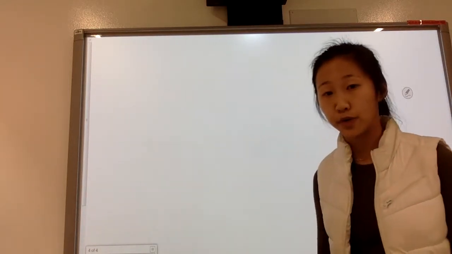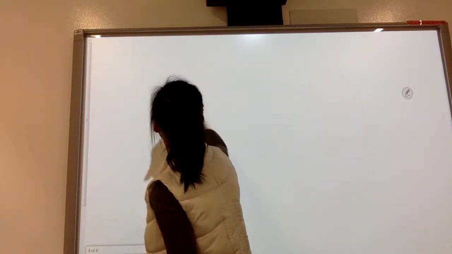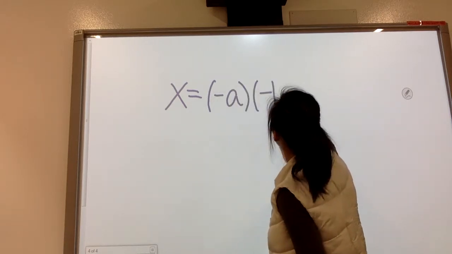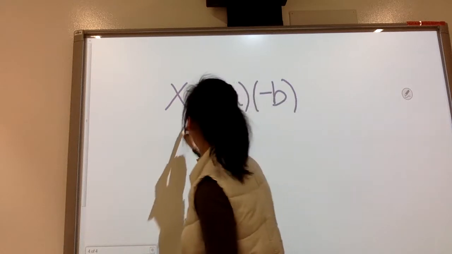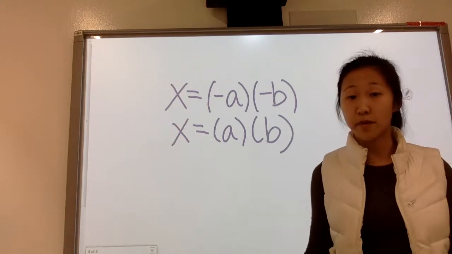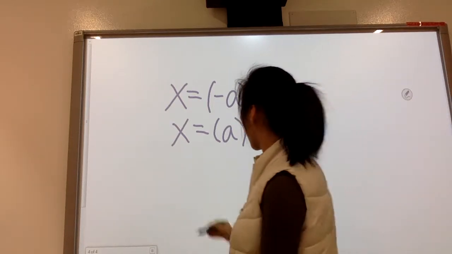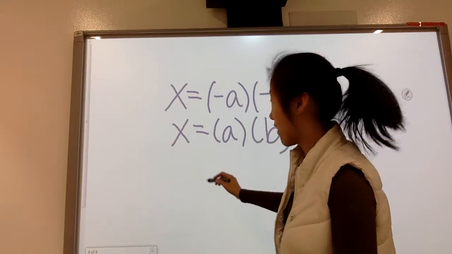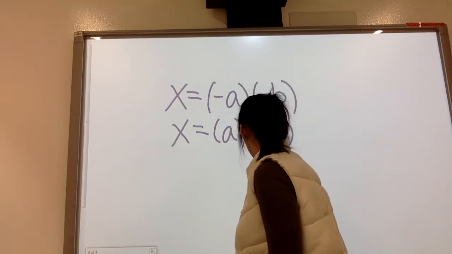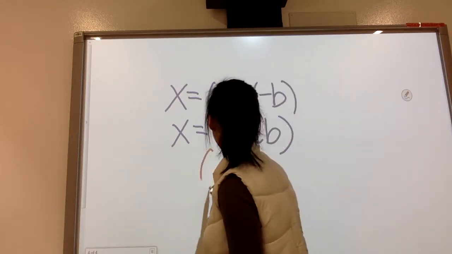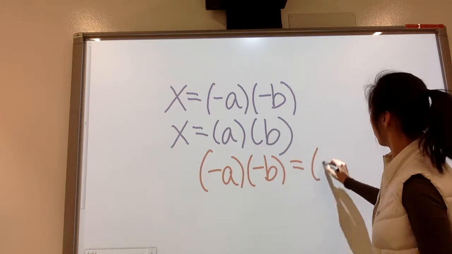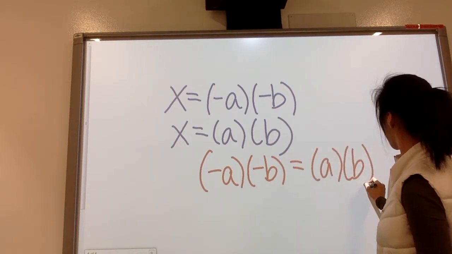And so by the direct proof that we just did, we have shown how x is equal to negative a times negative b. And we've also shown how x equals a times b. And from here, using the law of transitivity, we know that x is equal to x, which means our final step, I'm going to change colors on this one, our final step is negative a times negative b is equal to a times b.